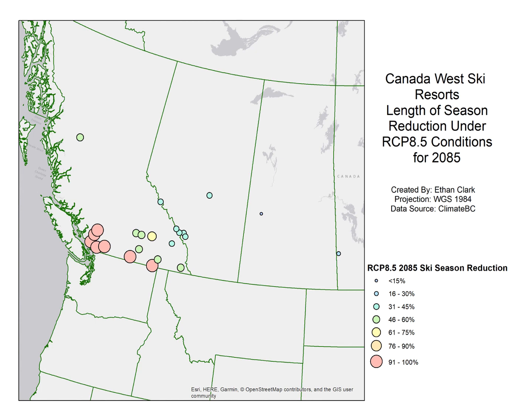So you can see the coastal resorts are all looking like they're going to have a 91 to 100% reduction in ski season. Big White, somewhere between 46 and 60%. The most protected resorts are the ones furthest away from the coast. The ones in the Rocky Mountains, they're looking at about a 31 to 45% decrease in ski season.